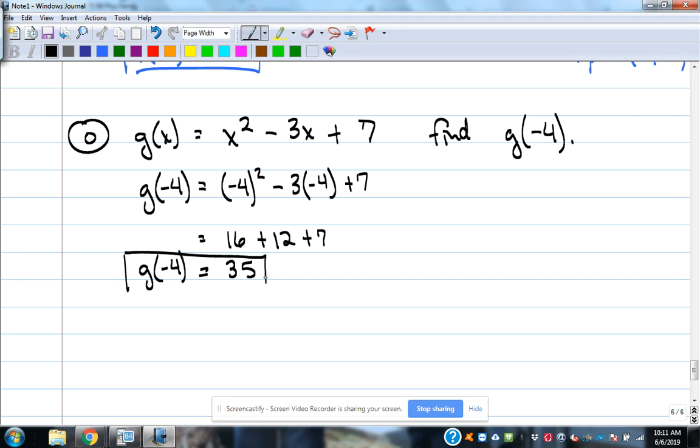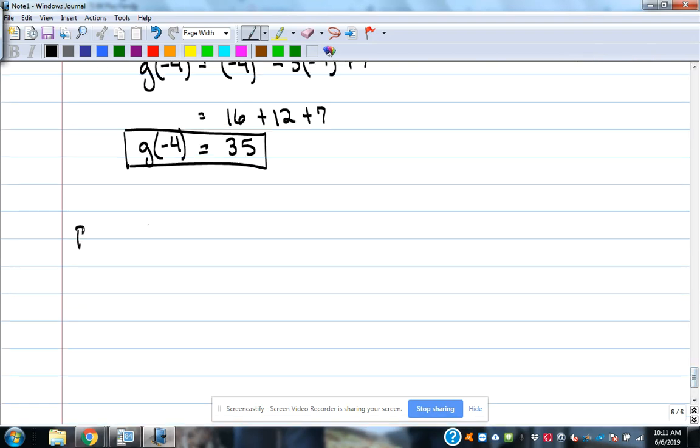Not a big deal. All right, so g of negative 4 is equal to 35. Remember, that creates that ordered pair. Negative 4, positive 35 is what it's doing. We're just doing function value here, or evaluating functions. That's all that's doing. So if it's an equation, you're just plugging that in the place of x and working it out.